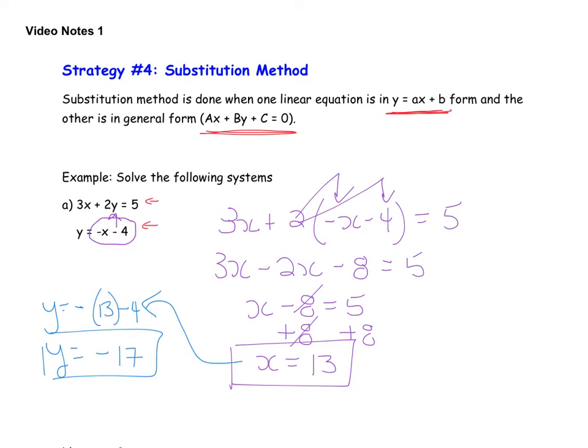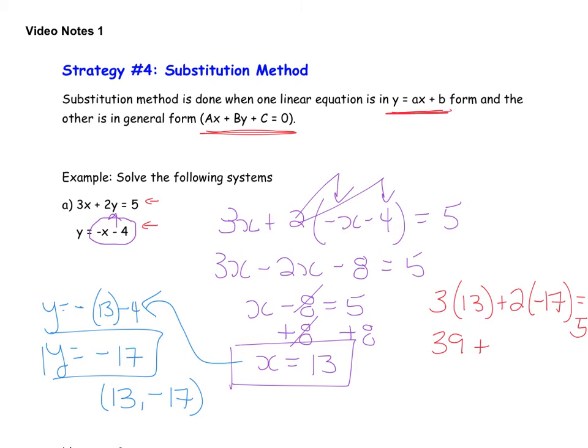So the solution to my system of equations is x first and y second, so 13 and negative 17, and we can check our answer. So let's take the general form and substitute our values in. So 3 times 13, because that's the x value, plus 2 times negative 17 should equal to 5. And if you put that in your calculator, it should work. So 3 times 13 is 39. Plus 2 times negative 17. Now remember, if you're putting it in your calculator, you put the negative 17 in brackets.